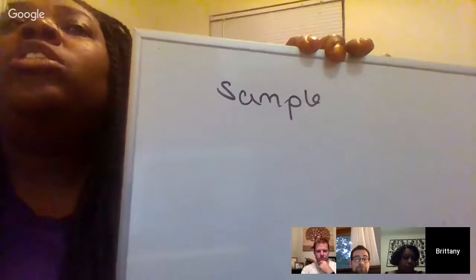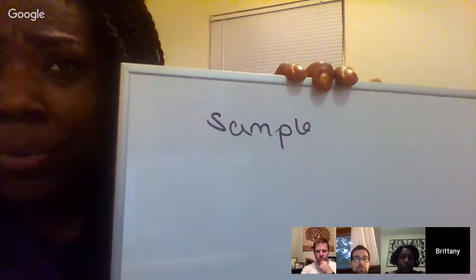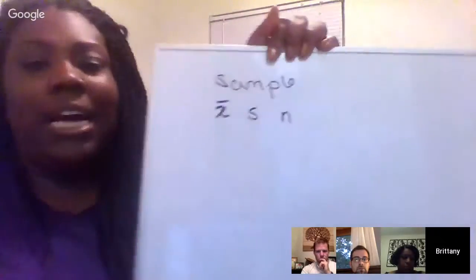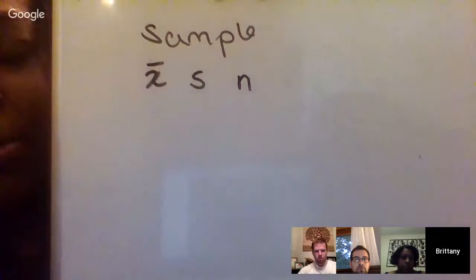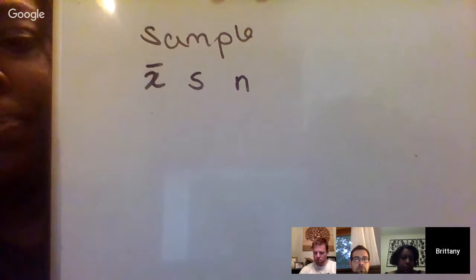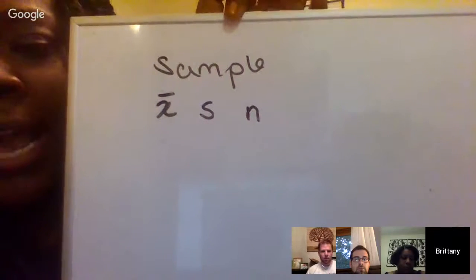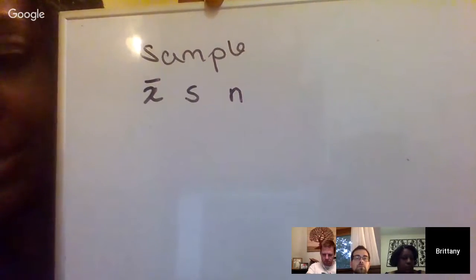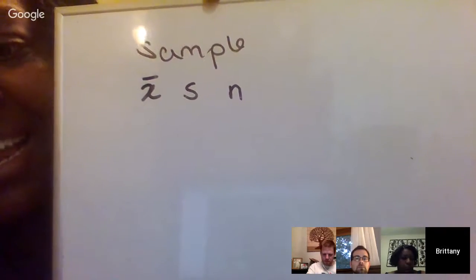Okay. So symbols from the sample will always be just our regular Latin alphabet. So like the mean, standard deviation, the sample size, and those are actually the most important ones. So the first one, X bar, that is the mean of the sample. S is for the standard deviation of the sample. N is the sample size.